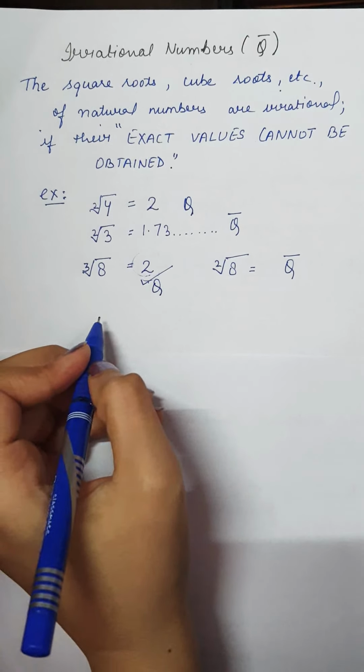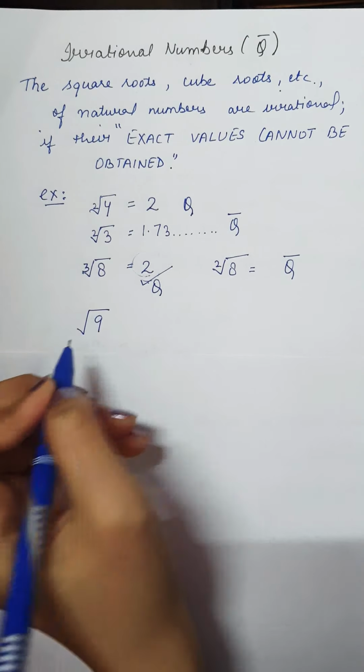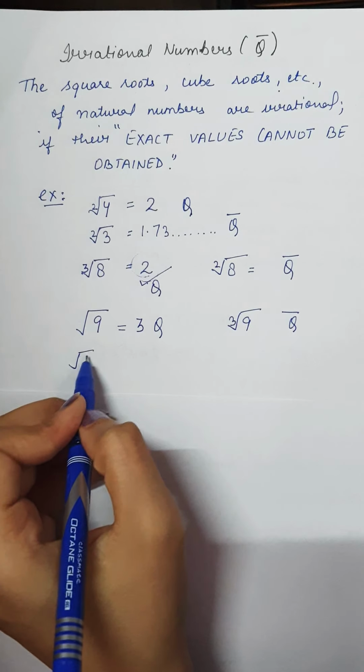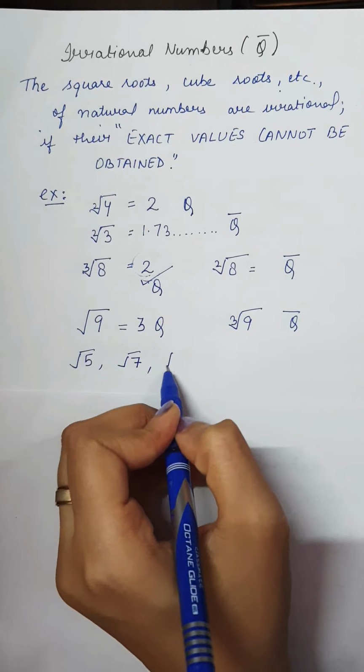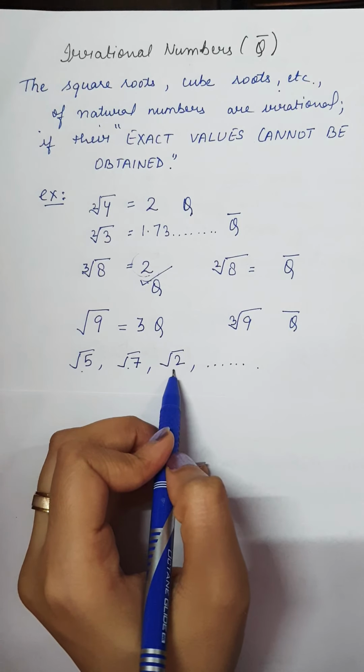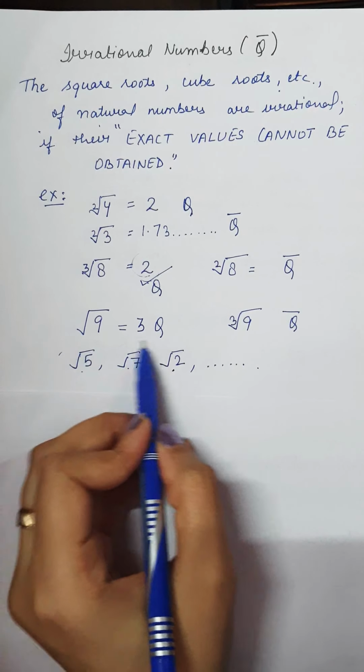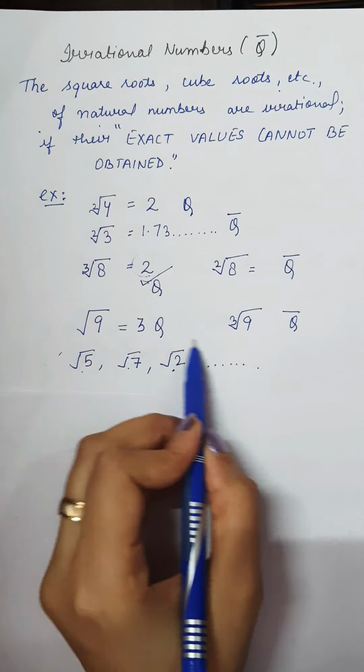Now let us see 9. Square root of 9 is 3. So this is a rational number. Cube root of 9 does not exist in exact integers. So this is going to be an irrational number. Understand? So we have so many examples: under root 5, under root 7, under root 2 and so on. Since their exact values do not exist, they are known as irrational numbers.